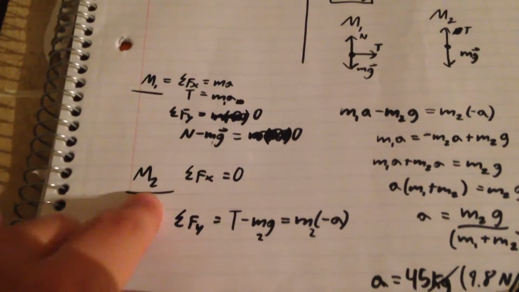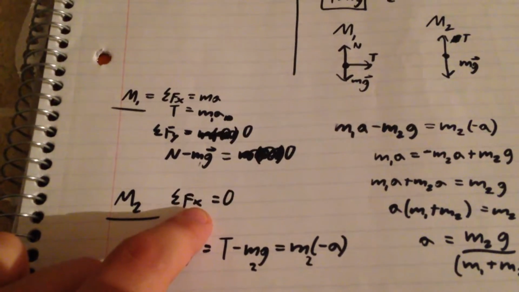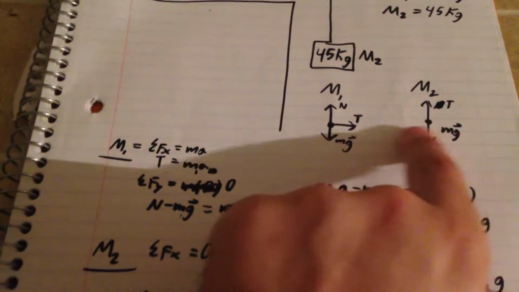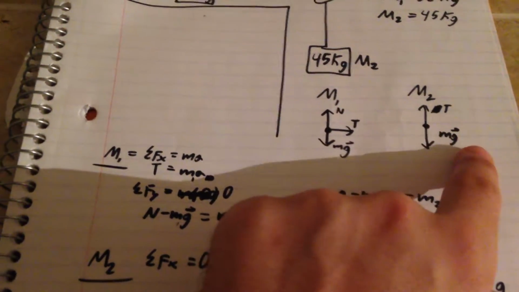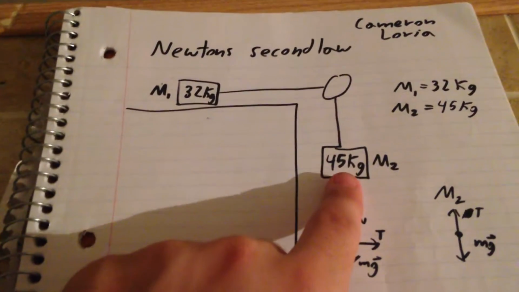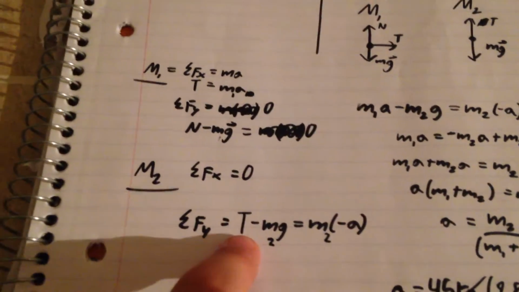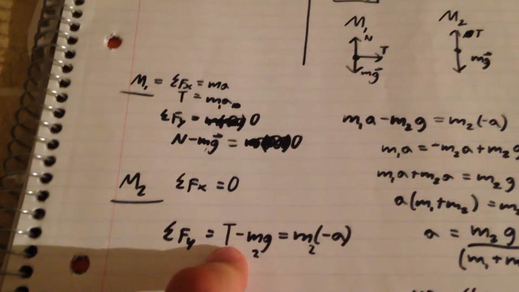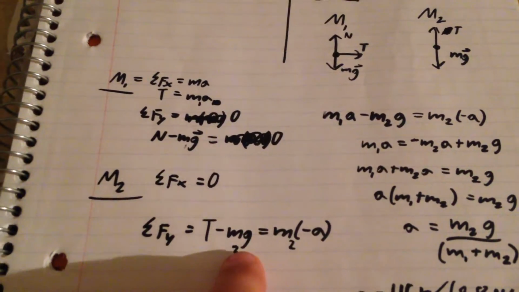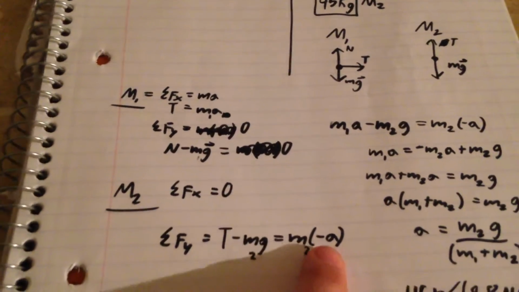For your second mass, the sum of forces in x equals 0, because there are no forces acting in the x direction, and it's accelerating downward, so there's going to be no acceleration in the x direction for mass 2. Your forces in the y direction are T, your tension, minus m2g, the weight of mass 2, equals m2 times negative acceleration, because it's accelerating in the downward direction.